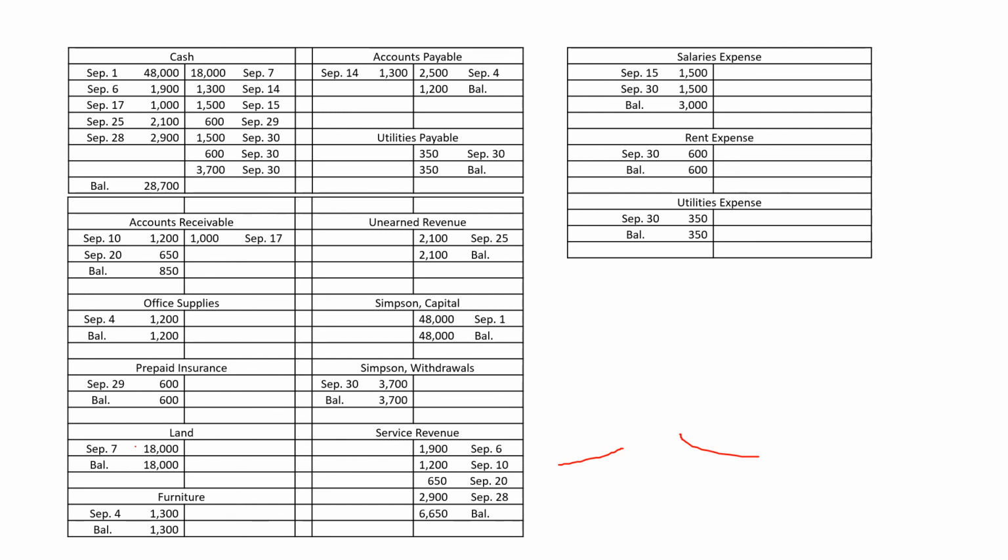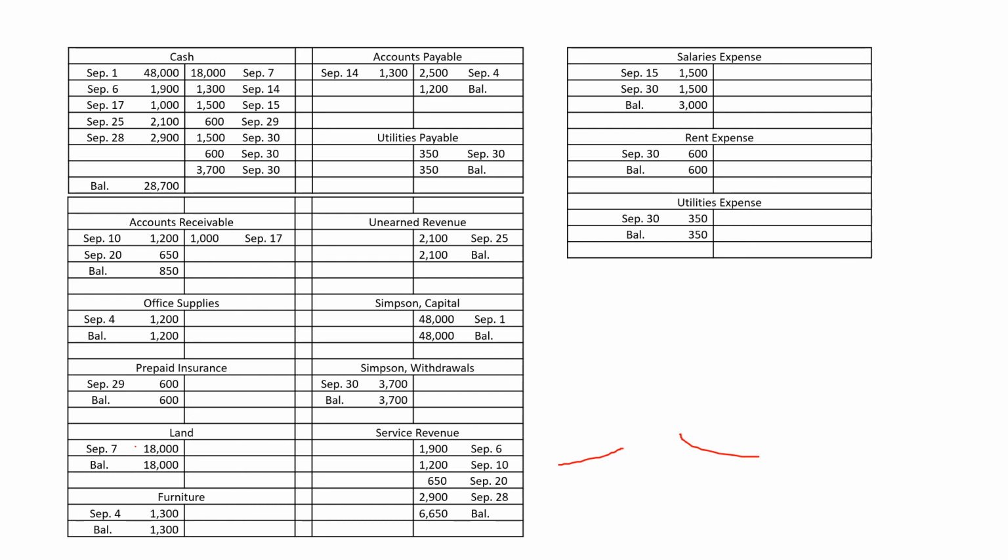Next one, debit side of rent expense, $600 on the 30th. Credit side of cash, $600. The third one on the 30th, the debit side of utility expense, $350. Credit side of utilities payable, $350. And the final journal entry was on the debit side of withdrawals, $3,700. Credit side of cash, $3,700.